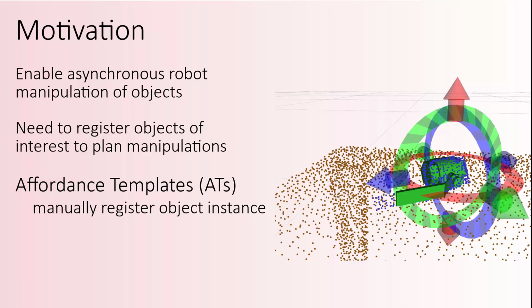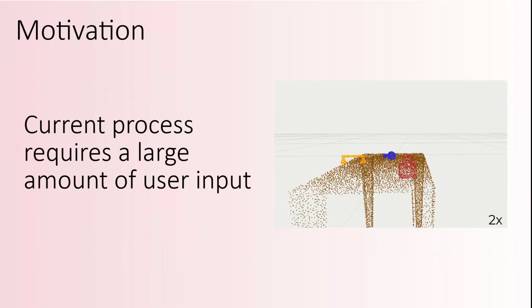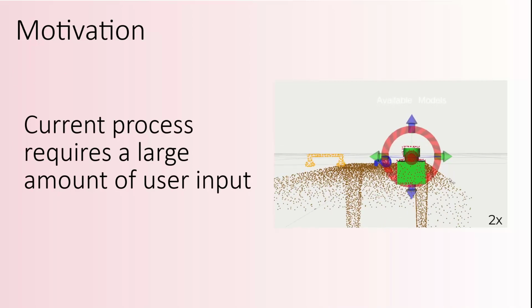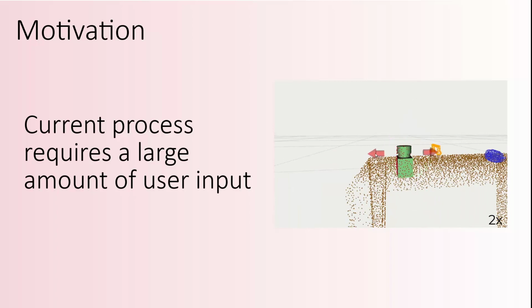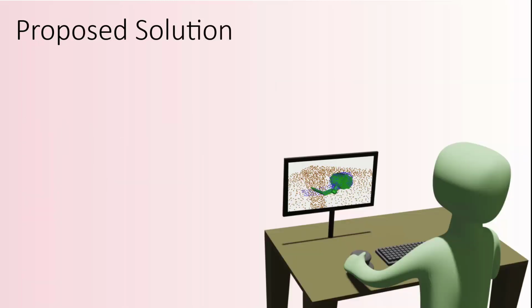Once an object has been registered, the template defines relevant object parameters for interaction, such as state information, joint information, and limits. While this process can be very useful for planning interactions with objects, the current process of manually registering the locations of objects is slow and requires a large amount of user input to fine-tune the proper position of the object instance. We instead want to localize objects in a semi-automated fashion.